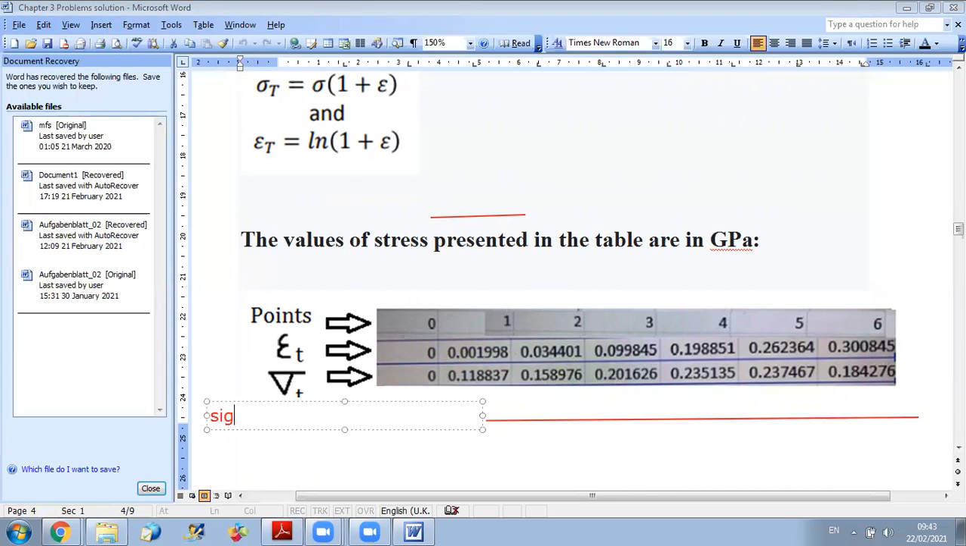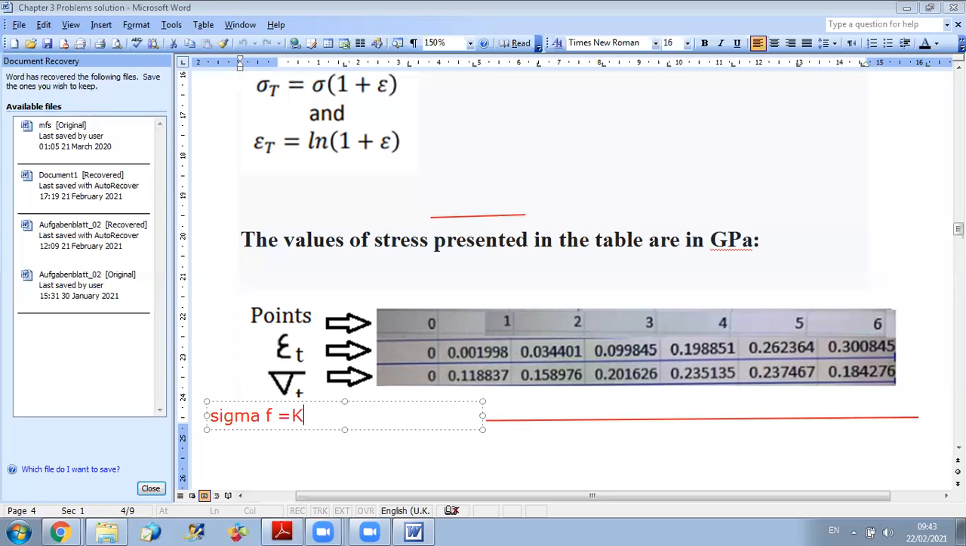What should we do? How to calculate the value for sigma f? Who will tell me? The flow curve is defined by what? What is the flow curve? So it seems you didn't start to study.